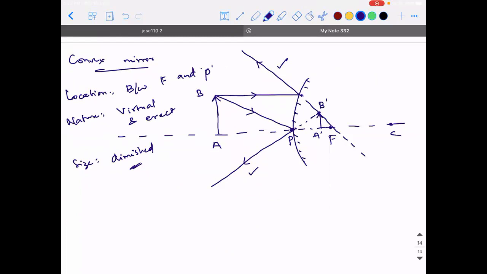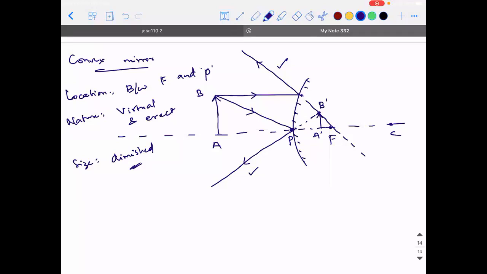Sir, can you repeat again? I'm saying if you want a diminished virtual image, what kind of a mirror are you supposed to use? Convex. You should always use a convex mirror, sir. Convex mirror. Yes, convex. Okay, so that is the meaning.